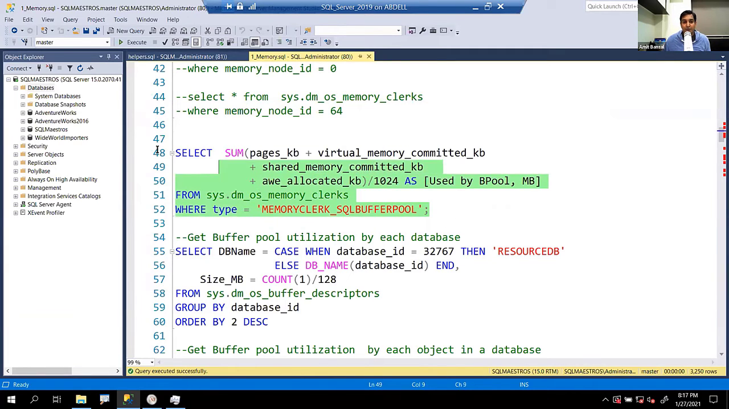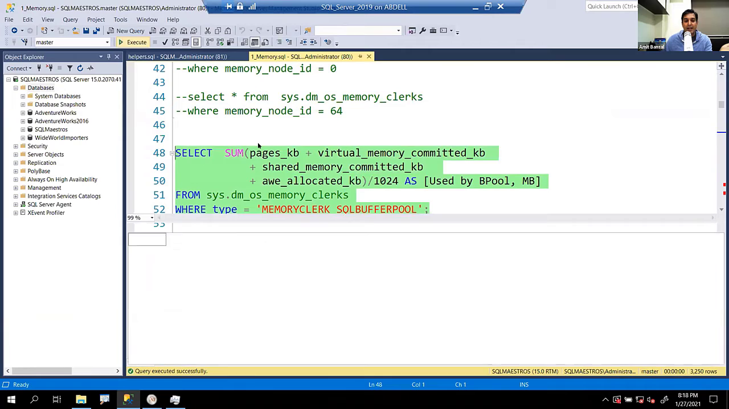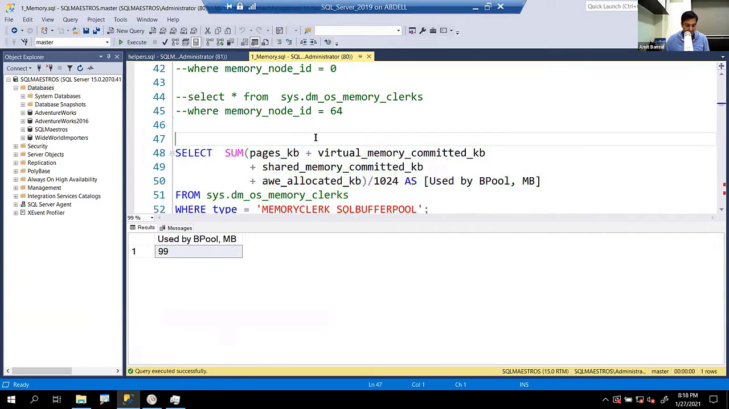First up, the buffer pool. I am trying to compute how much memory is being consumed by the buffer pool, and I am filtering on my clerk type, memory clerk buffer pool. Let's execute this, and you can see the buffer pool is only consuming about 99 MB, close to 100 MB. Now remember, starting from 2012 onwards, as I said before, the buffer pool's only job is to ensure that there is a healthy data cache that it maintains, which is creating a buffer space for the data pages to be loaded from disk to memory.